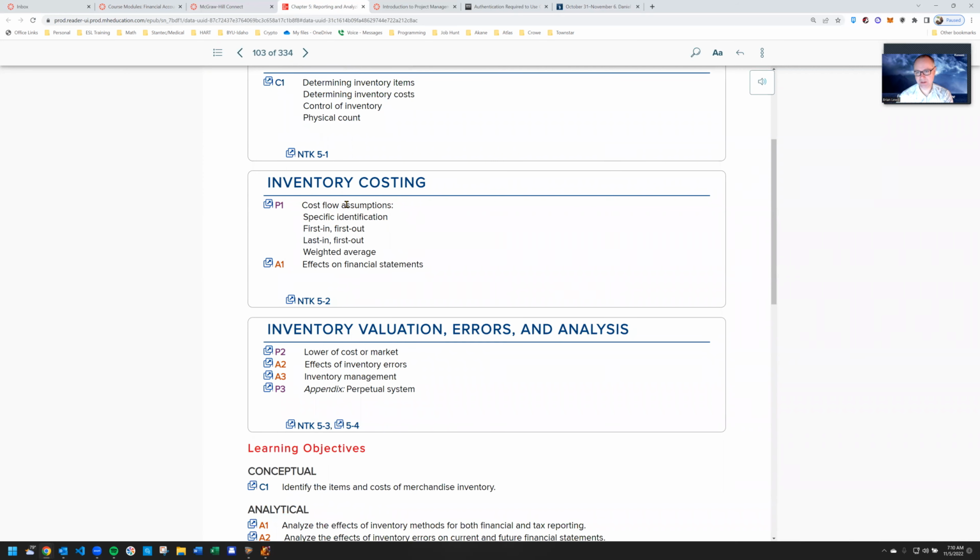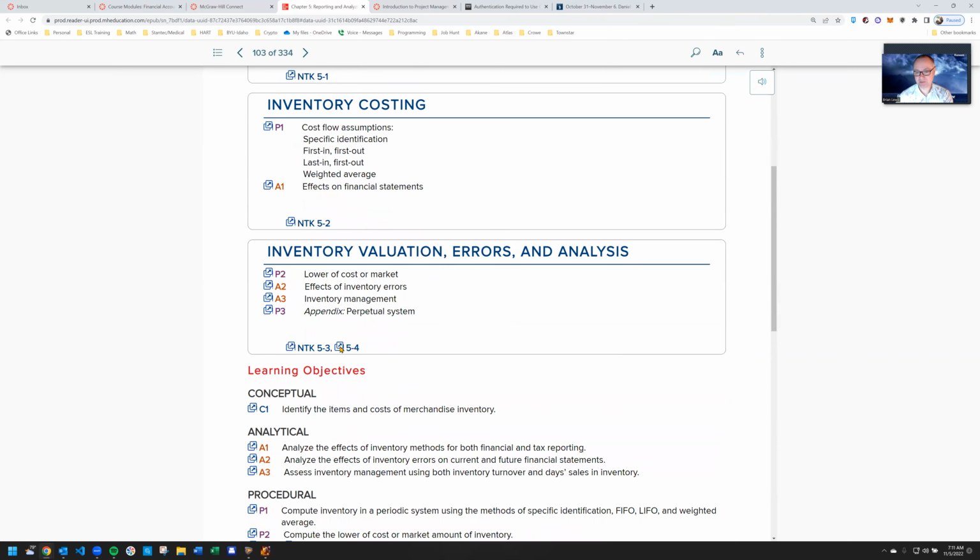And then it'll take you into these costing methodologies. I've mentioned first in, first out, FIFO, last in, first out, LIFO. Yeah, LIFO. Somehow, for some reason, that didn't seem right to me, but it is. And then weighted average, and then specific identification. You'll go through each of these four different costing methods, and then some reporting and analysis based on it.